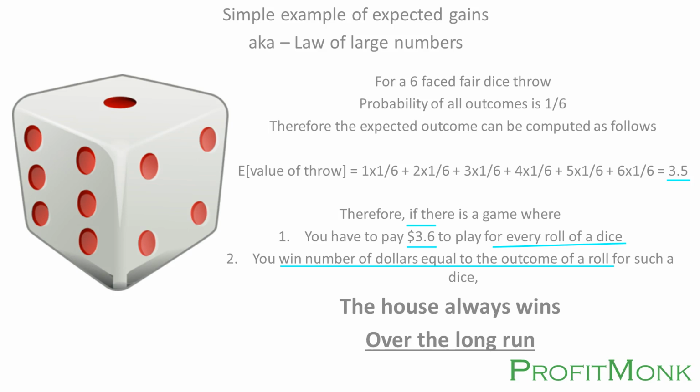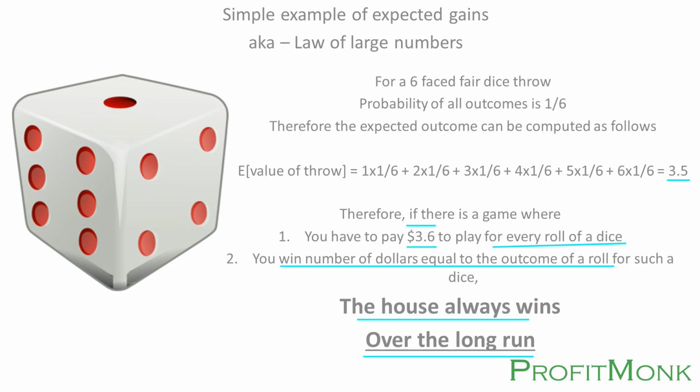Now the long run part is very, very important here, because it might happen that you throw a dice once and you get a 6 and you walk away. You paid $3.60, you got back $6, so that's a profit of $2.40. But over a long run, if you throw the dice 10 times, 20 times, 100 times, the house always wins.